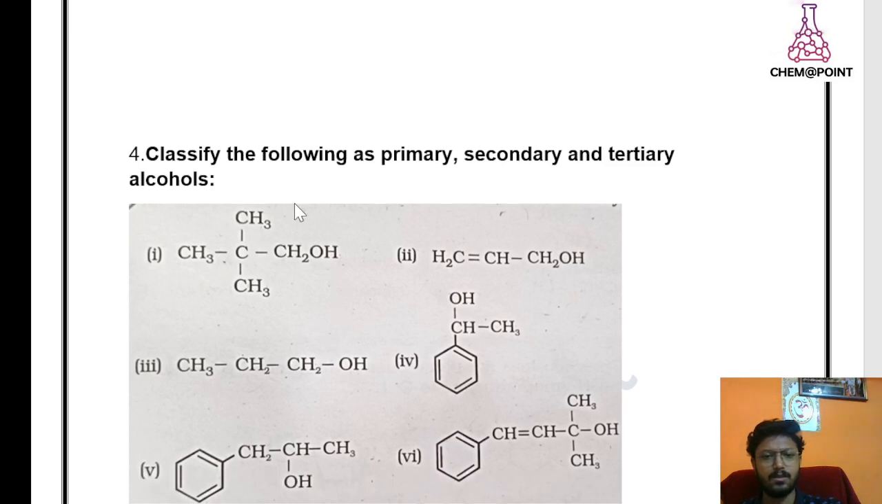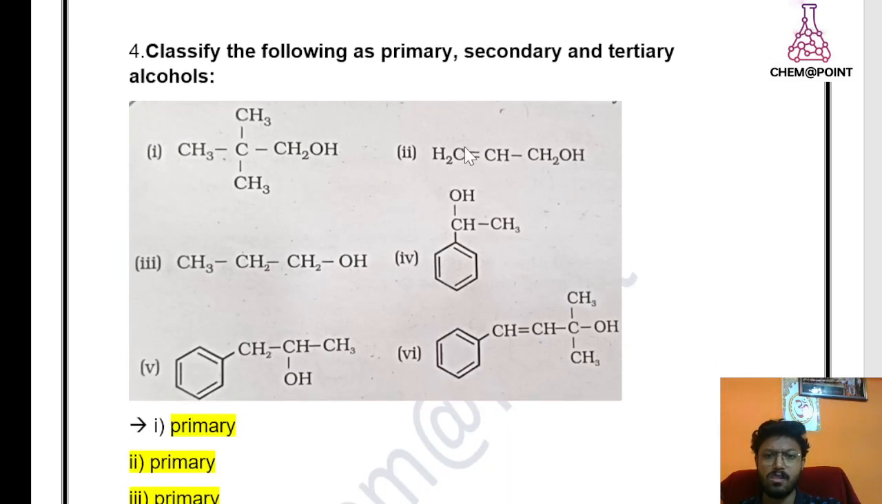So classify the following as primary, secondary and tertiary alcohol. Dear students, you just try yourself, right? First of all, keep in mind, dear students, if the carbon atom the OH group is attached to has two hydrogens, it is a primary. Okay, one hydrogen, secondary; no hydrogen, tertiary. Got it? The first bit, the OH group is attached to a carbon with two hydrogens, right? OH group attached carbon must have two hydrogens, that means bit 1 is primary.